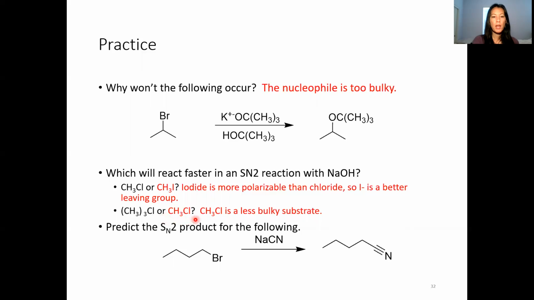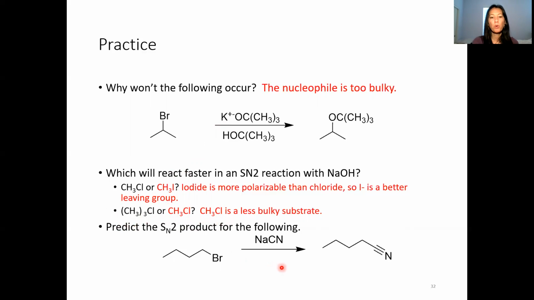For this next one, this methyl chloride will react faster than the tert-butyl chloride. And for a similar reason as our first problem, it's just too bulky. The tert-butyl is too bulky. The less bulky substrate is going to react faster because you can organize that transition state better. There's less steric hindrance. So methyl chloride is going to react faster.